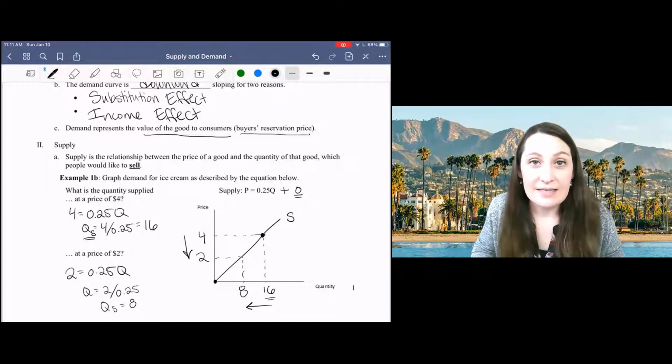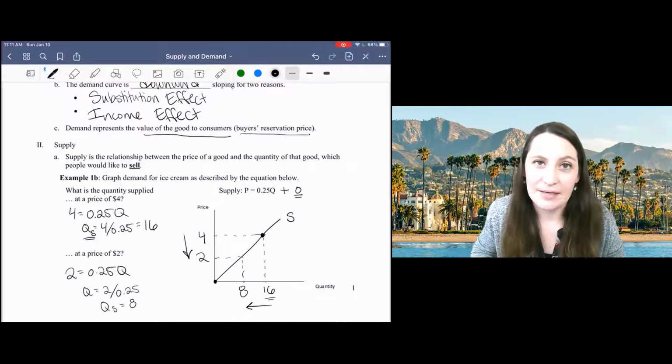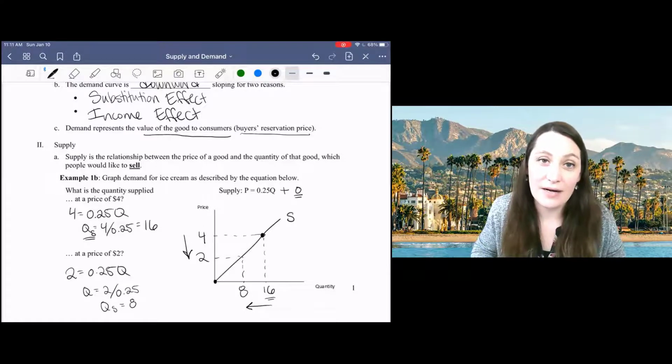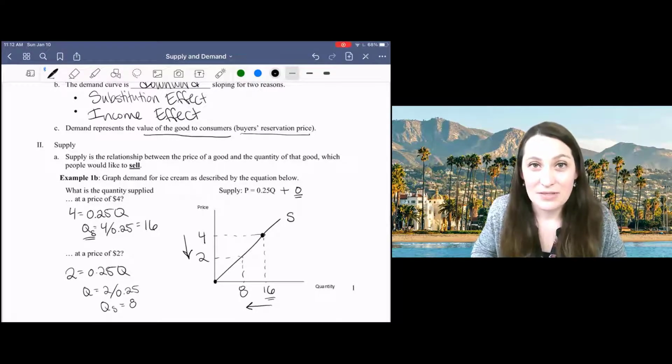The price is the benefit of selling something, right? It's the amount of money you get in exchange for the item. So as the price goes down, it's not worth the seller's time and effort, for some people at least, to sell the product. So the quantity available on the market also decreases. Demand is downward sloping, but supply is upward sloping.